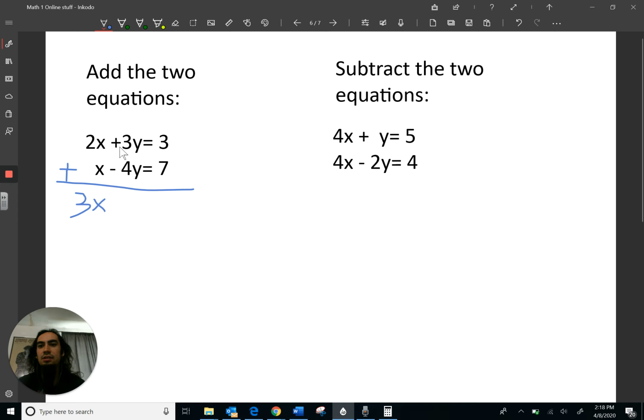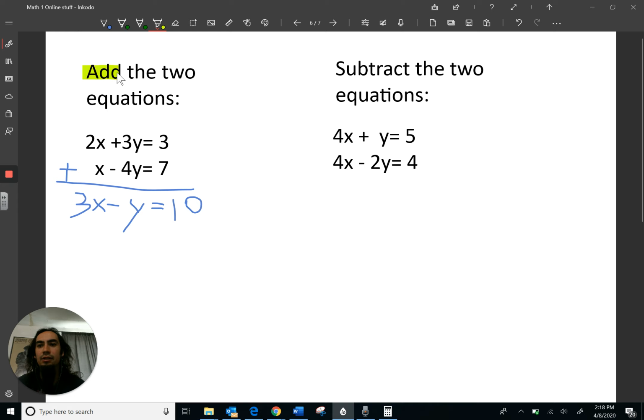And now to the y's. 3y plus negative 4y. 3 plus negative 4. What's 3 plus negative 4? In class, I had you guys use calculators, so feel free to use your calculators on this assignment if you need to, but I think 3 plus negative 4 should be okay for you. It's negative 1. So 3, take away 4, that gives you a negative y. So 3x minus y equals, don't forget over here, 3 plus 7. 3 plus 7 is 10. Great, we did it. We added the two equations.